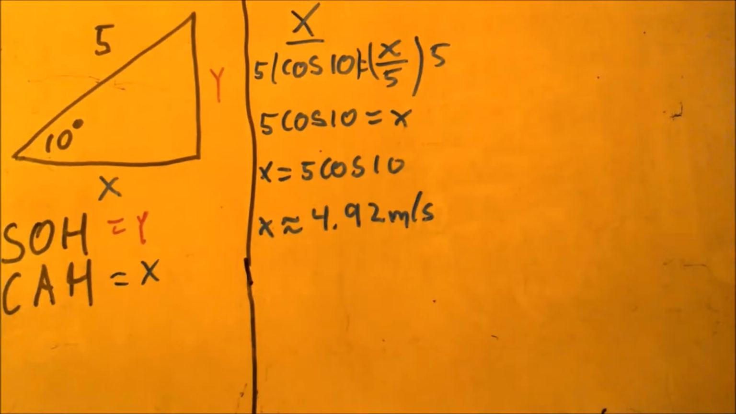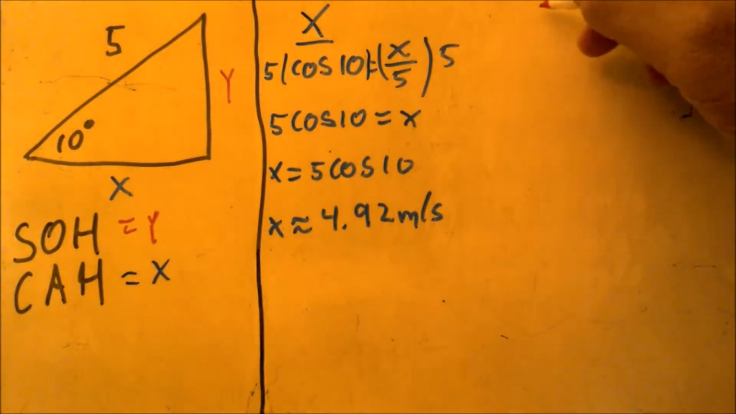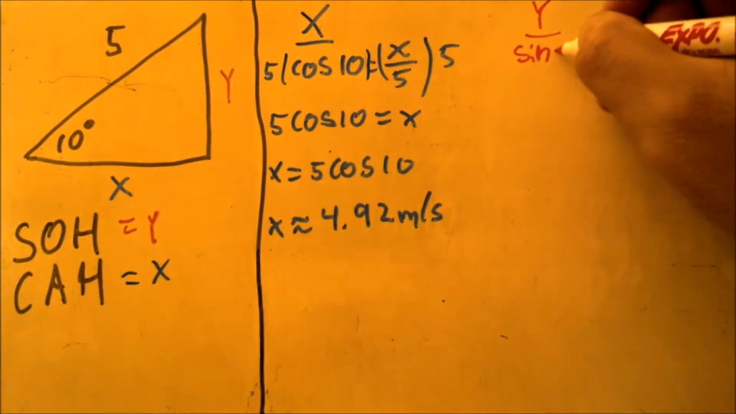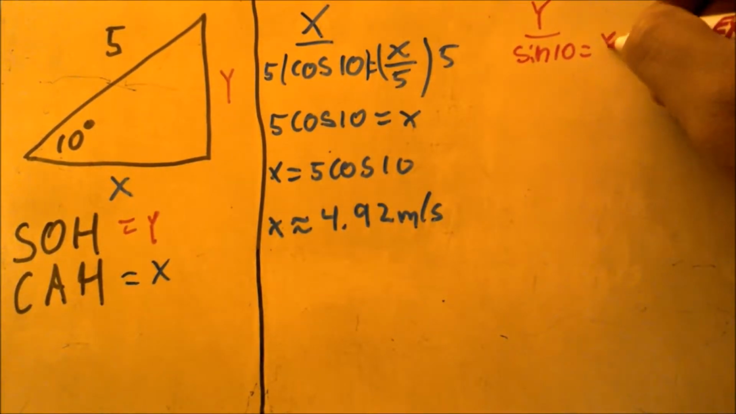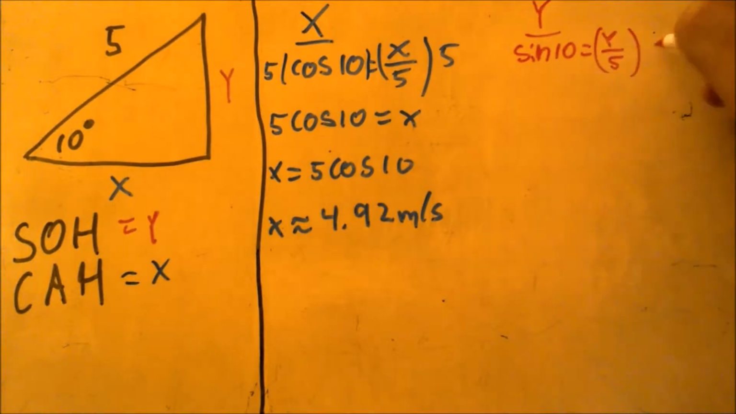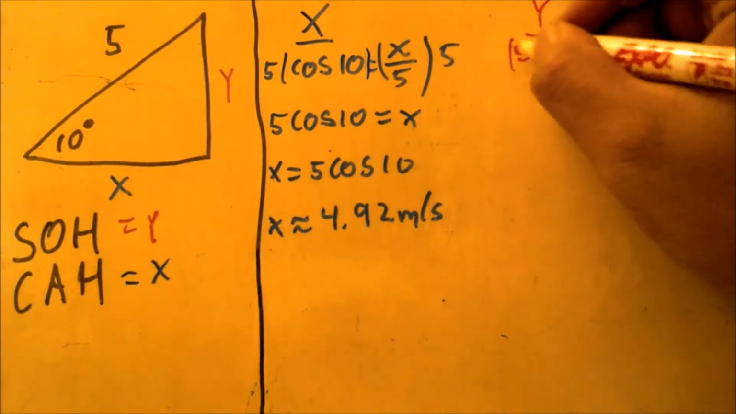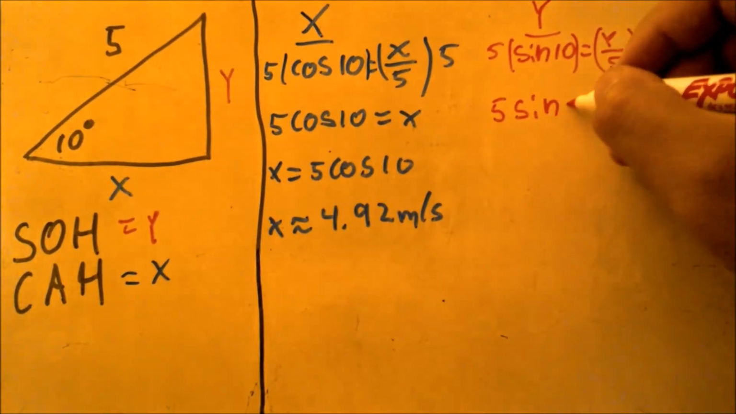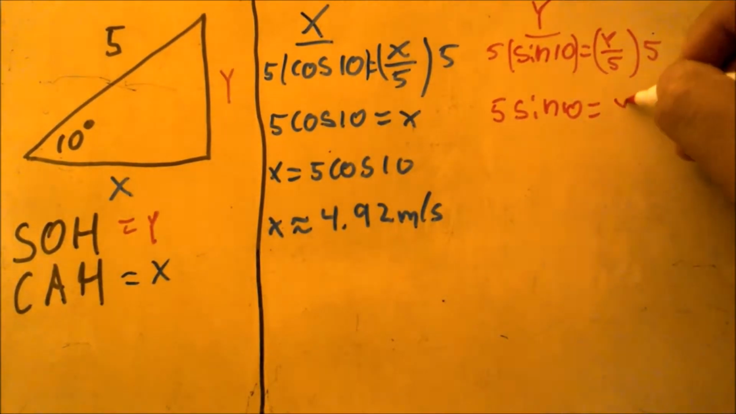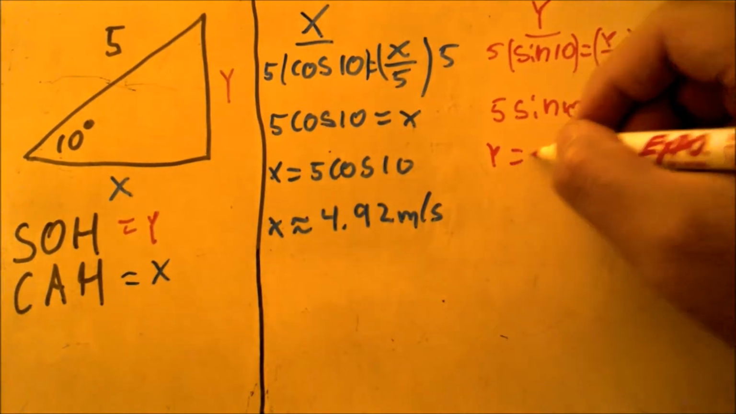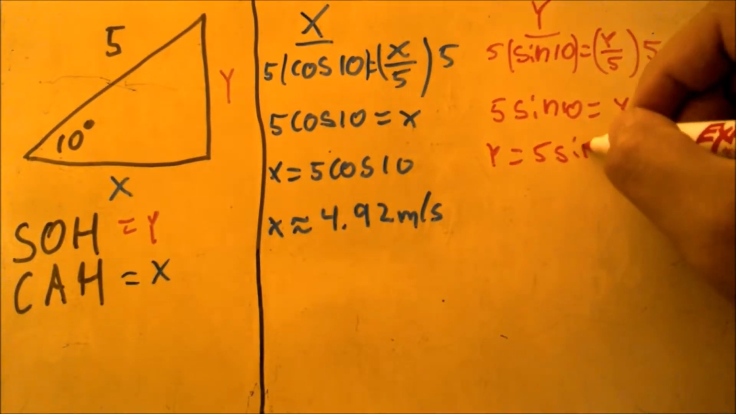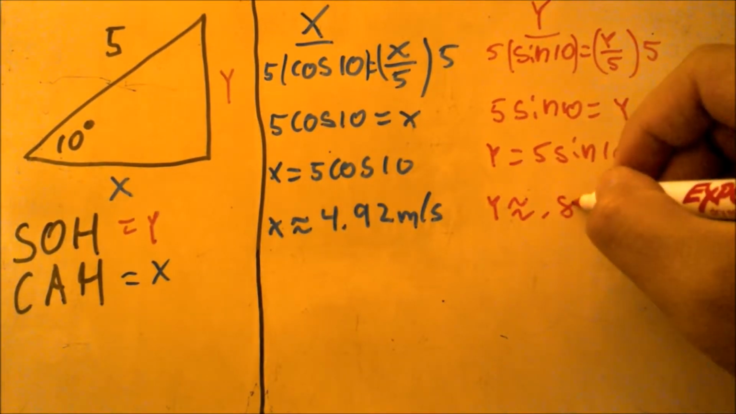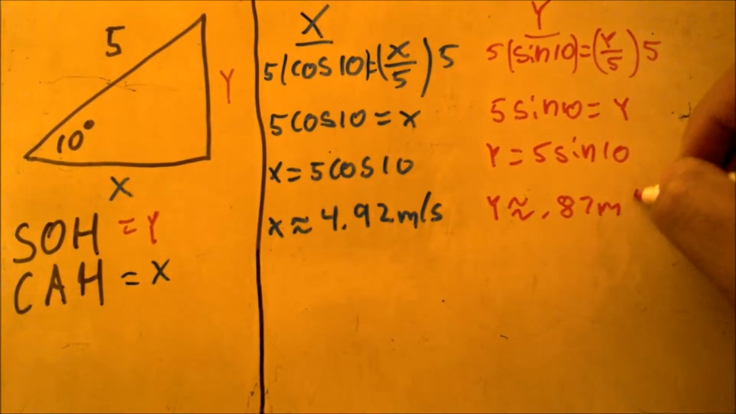So now let's do the y. We have sine 10 is equal to y over 5. Do the same thing, multiply both sides by 5. We get 5 sine 10 is equal to y. Rearrange, y is equal to 5 sine 10. And if we multiply them, we get y is about 0.87 meters per second.